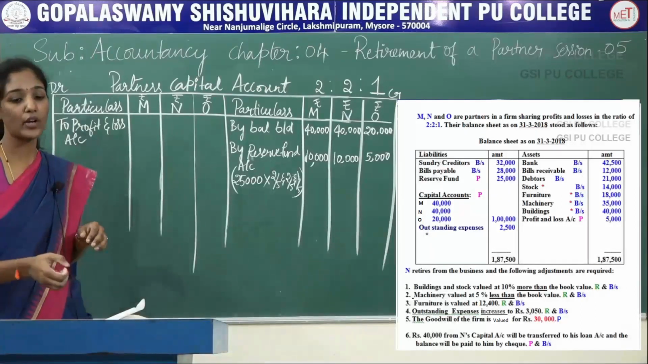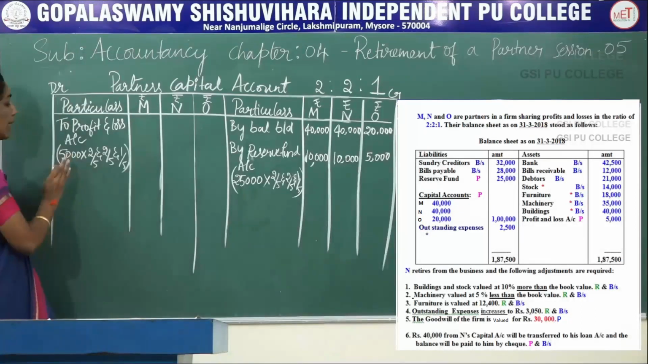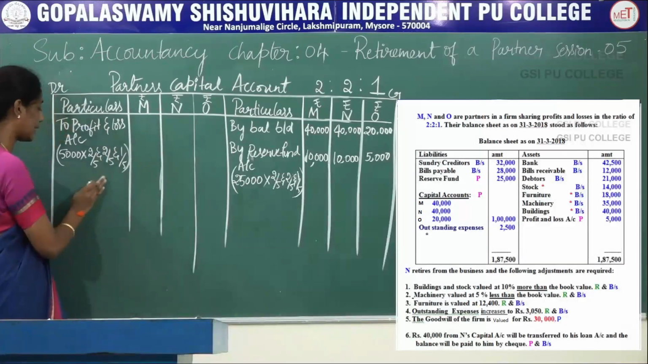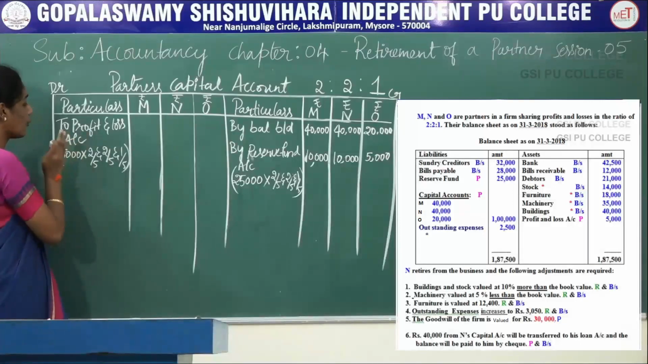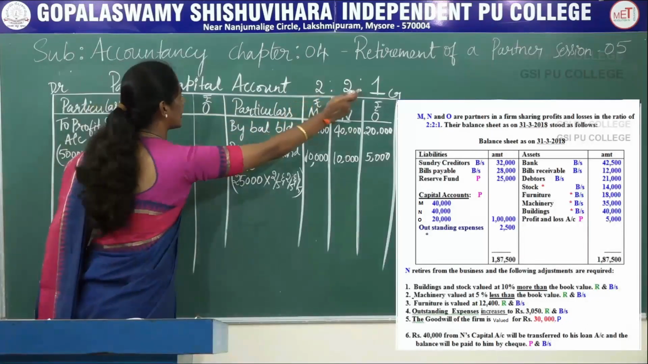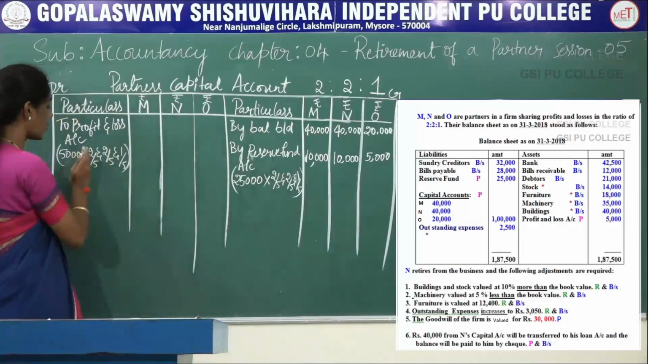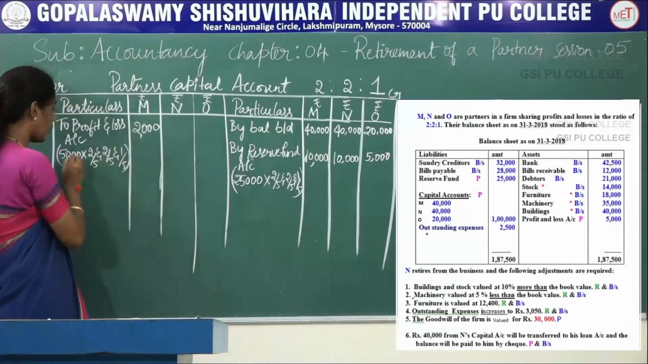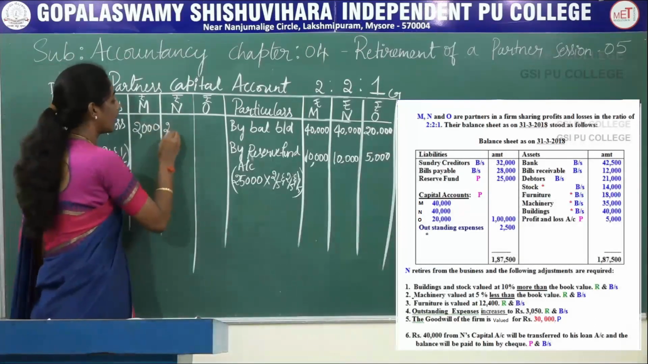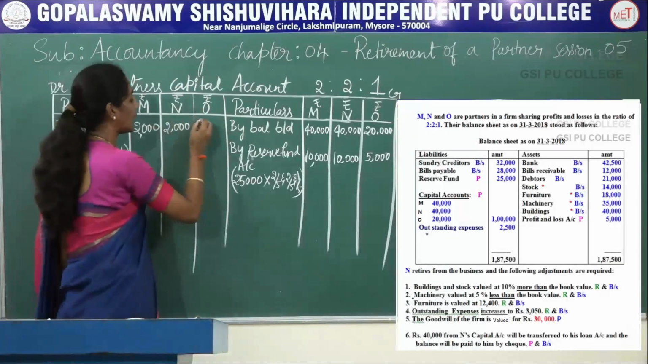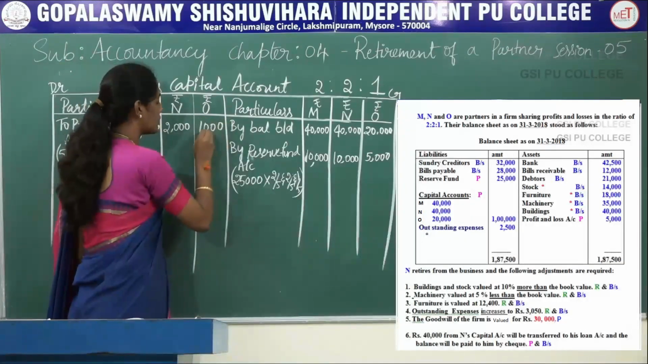The amount of profit and loss is 5,000. 5,000 into 2:2:1 divided by 5. That is, you should distribute 5,000, the profit and loss amount, among all the partners in their old profit sharing ratio. That is 2:2:1. So for M, 5,000 into 2 by 5, you will get 2,000. And for N, 5,000 into 2 by 5, again you will get 2,000, and for O, 5,000 into 1 by 5 you will get 1,000.